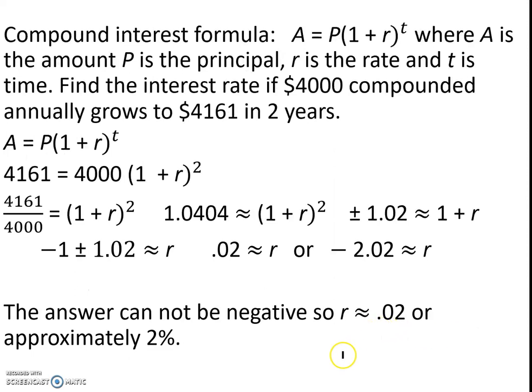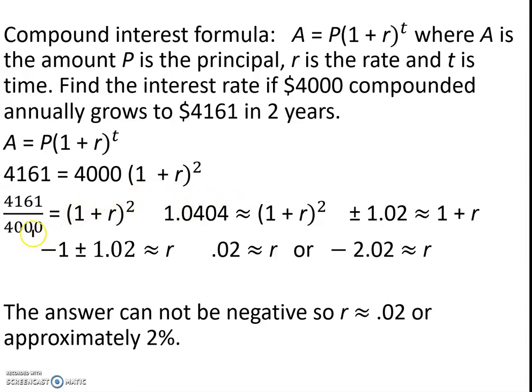Our last problem is compound interest, and we're given the formula where A equals P times the quantity 1 plus R, all raised to the T power, where A is the amount and P is the principal, R is the rate, and T is time. And they give us this nice little example to find the interest rate if $4,000 is compounded annually and it grows to $4,161 in 2 years. So we simply take that formula and plug in what we know, and we have 4,161 equaling 4,000 times the quantity 1 plus R squared.